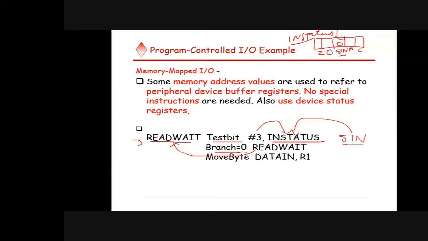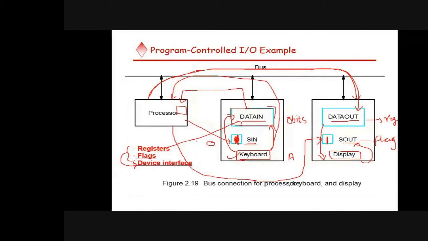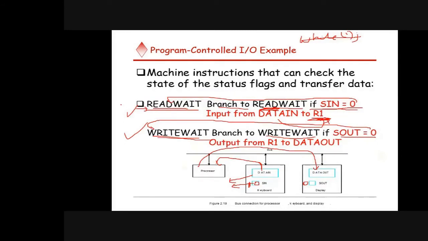Branch equal to 0 means your input buffer is not full, so you should call the read wait function again. Otherwise, you can just move the content from the data in register to R1. This is not important, but this is important. These two you should study. That is the explanation I have given, the same thing written as instructions over here.